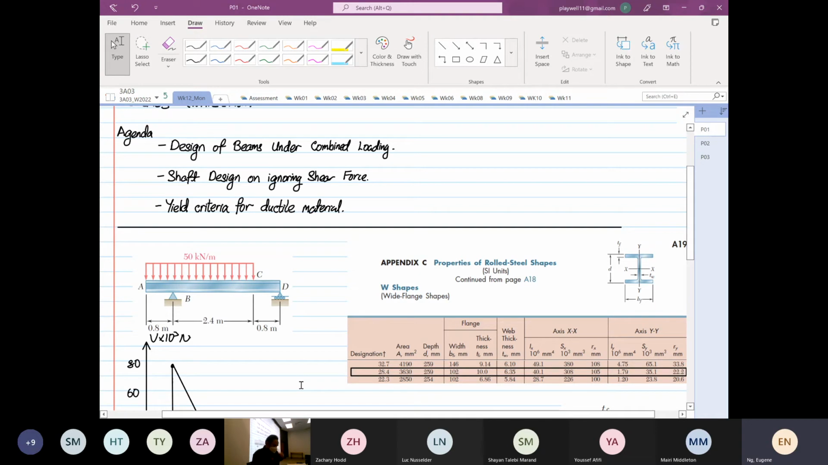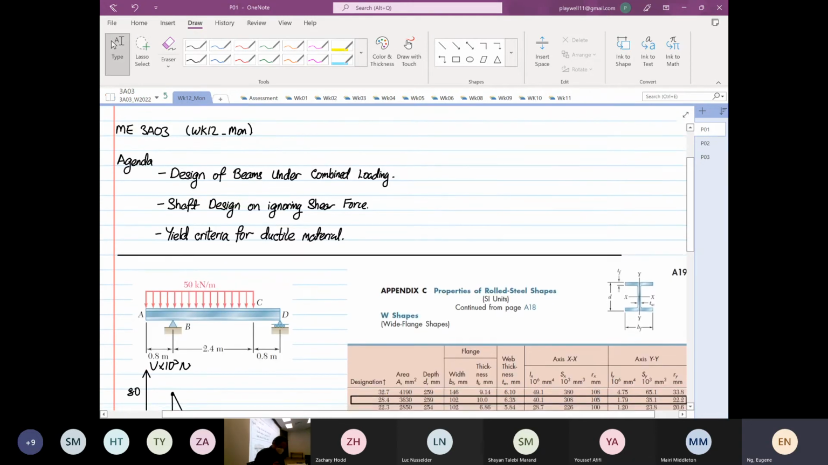Okay, good morning. Week 12, we have, including this week, another 7 or 8 lectures to go. So today's agenda is I'm going to complete the example on design of beams under combined loading. We have done the shear force and bending moment diagram. We also have formed the shear force and bending moment equations.